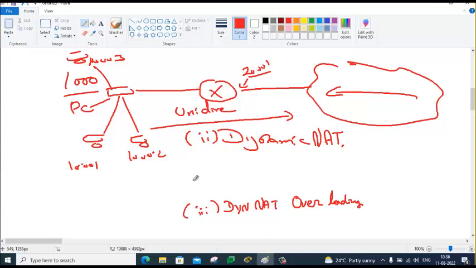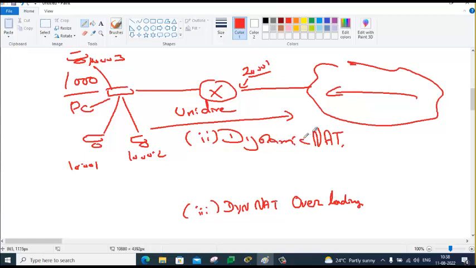Now, what is the drawback of dynamic NAT? It is unidirectional. Yes or no? It's unidirectional. Why, you know? Listen. So the disadvantage of dynamic NAT is that it is unidirectional. Only if traffic goes from inside to outside, the reply will come. But no one can talk from outside to inside.